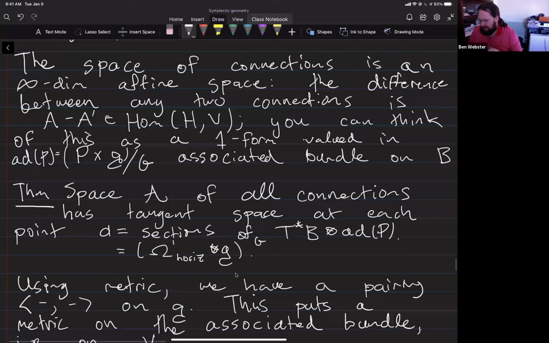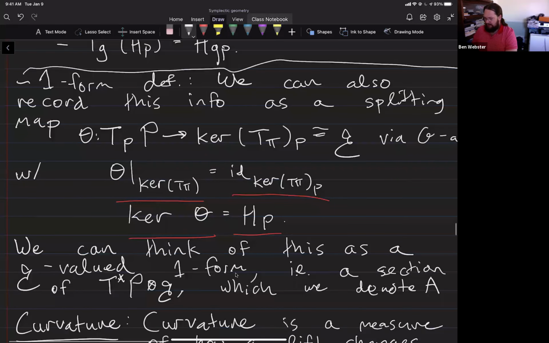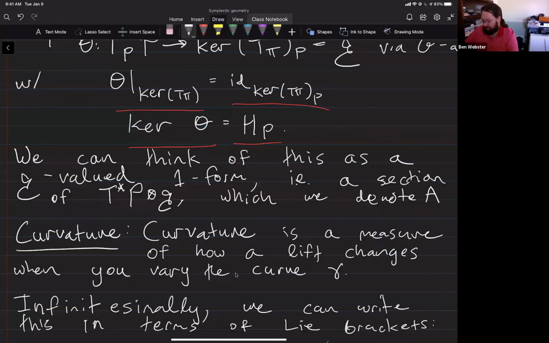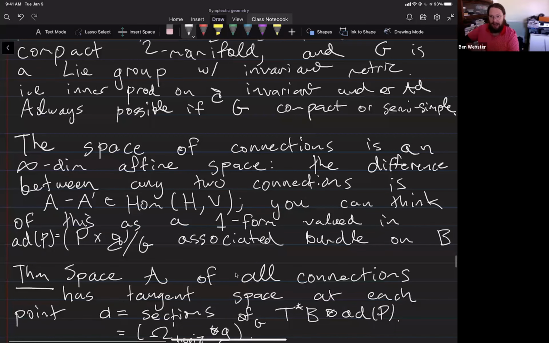All right. So the space of connections is sort of funny. It's an infinite dimensional affine space. It's not a vector space because you can't add two connections and get a connection. But if you take the difference between any two connections, thinking about this in terms of these forms, you're going to have that the restriction to the vertical part is 0, and the kernel contains the horizontal space H_P. An easy way to say this is it's a map from the horizontal space to the vertical space.